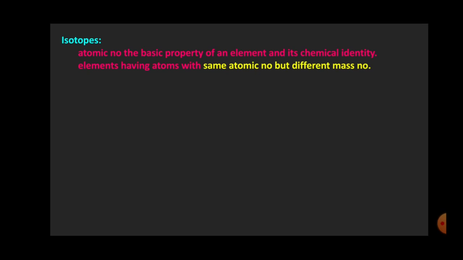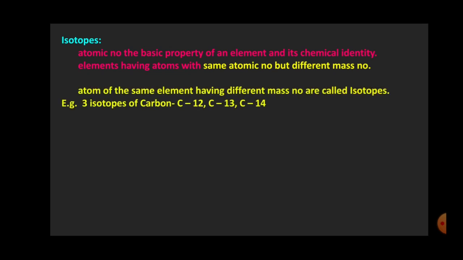Thus, the definition of isotopes is: the atomic number is a fundamental, basic property of an element and its chemical identity. So, elements having atoms with the same atomic number but different mass numbers are called isotopes. That means the atomic number will be the same, but the atomic mass number is different.